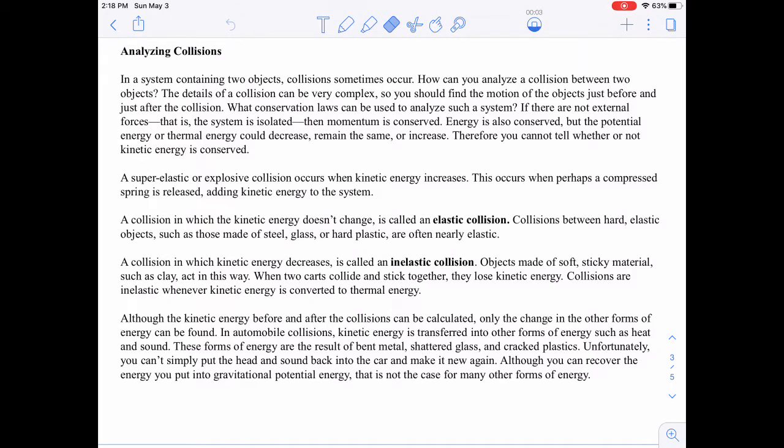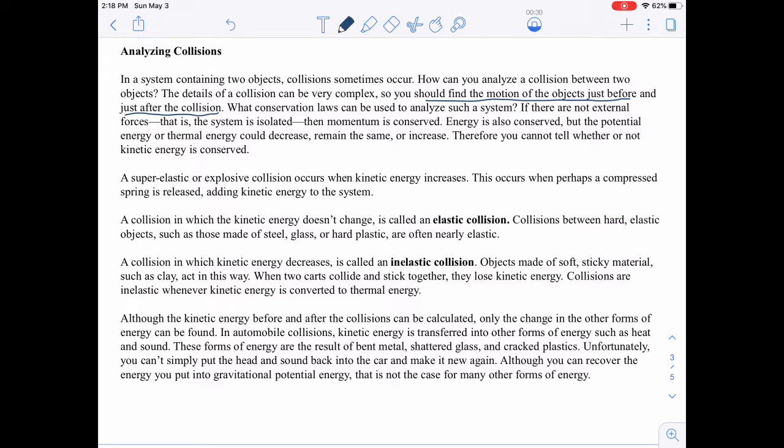Analyzing collisions. In a system containing two objects, collisions sometimes occur. How can you analyze a collision between two objects? The details of a collision can be very complex, so you should find the motion of the objects just before and just after the collision. And that's going to be one of our keys here: the before and the after point.